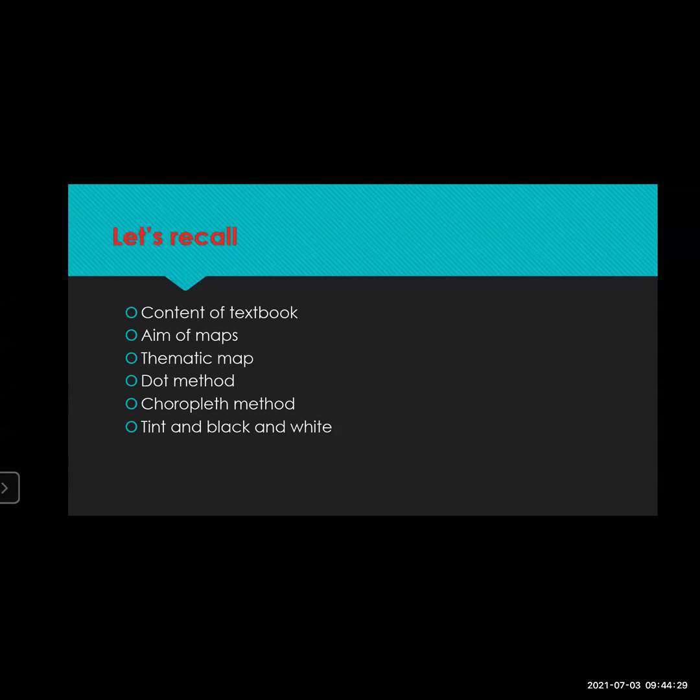Now, distributional maps: there are three main methods. One is the dot method, second is the choropleth, and the third, which we are going to see today along with the choropleth, is the isopleth. Yesterday we started with the dot method, students. It is used to show variables freely scattered over an area, such as population or distribution of cattle. For this, mostly the dot method is used.